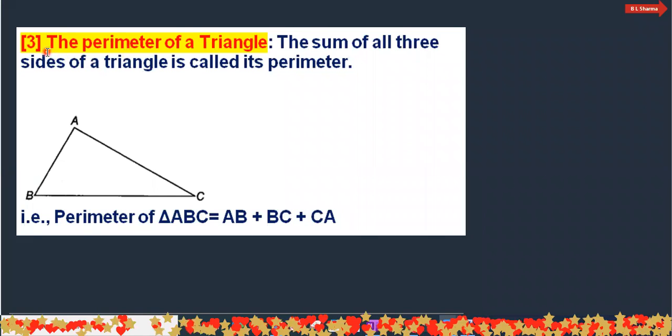And then what about the perimeter of a triangle? The sum of all three sides of a triangle is called its perimeter. In any triangle, if we add the three sides, AB plus BC plus AC, that is known as the perimeter of the given triangle. In triangle ABC, AB plus BC plus CA is the perimeter of the triangle ABC.